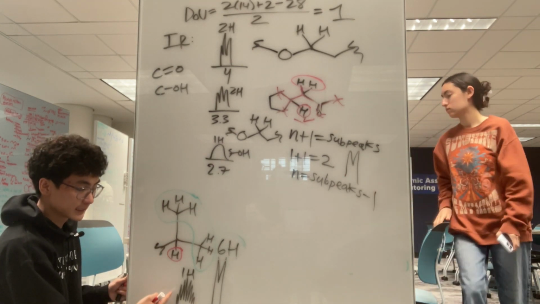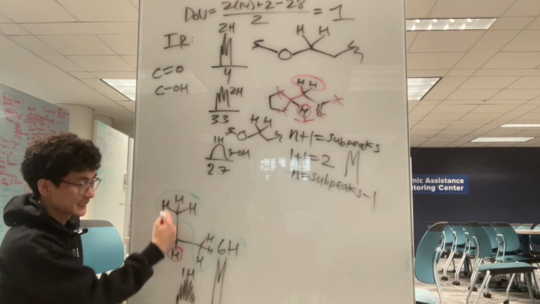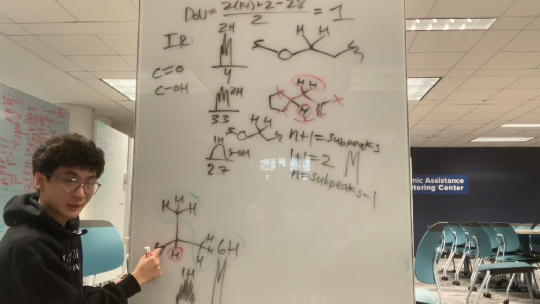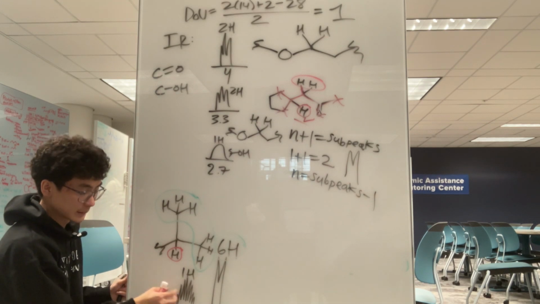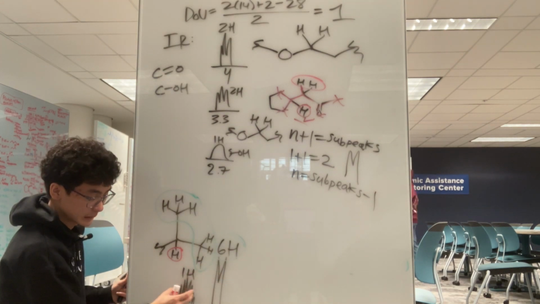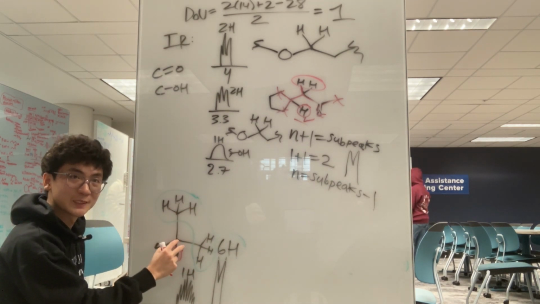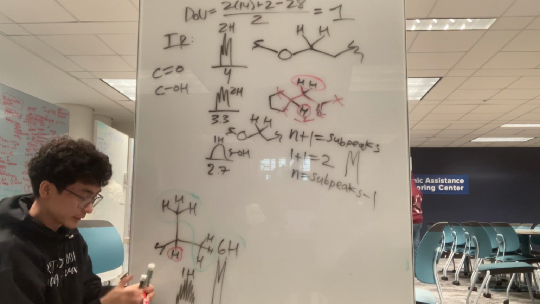If you see 7 subpeaks, 6 neighbors, there would be 0 hydrogens here. So this could be different actually. But if you see a 6H doublet with 1H and a lot of subpeaks, that's a big sign that you have an isopropyl group on your molecule. Another common fragment that you'll see is a tert-butyl group.